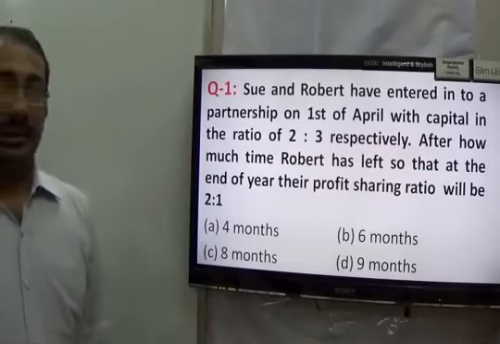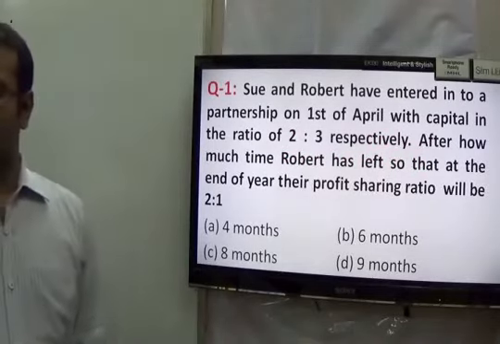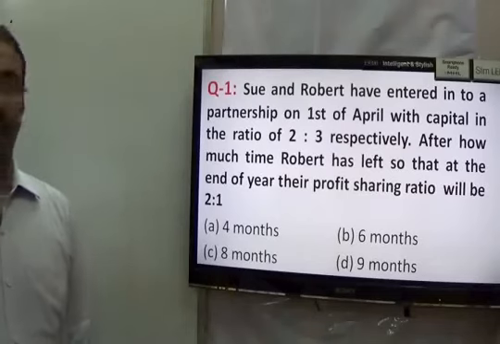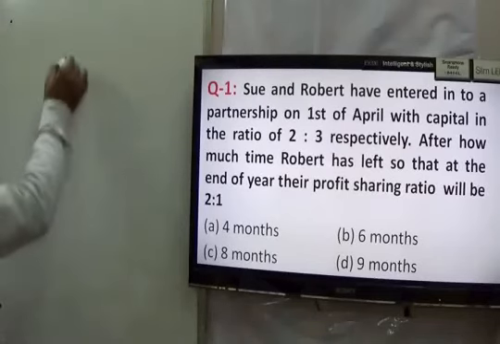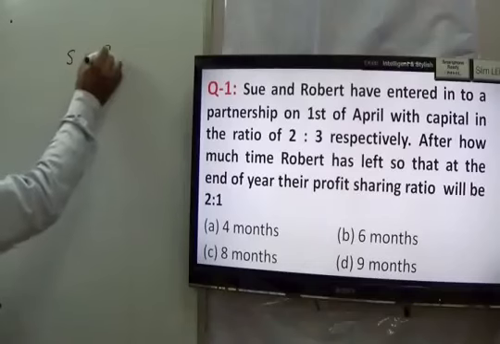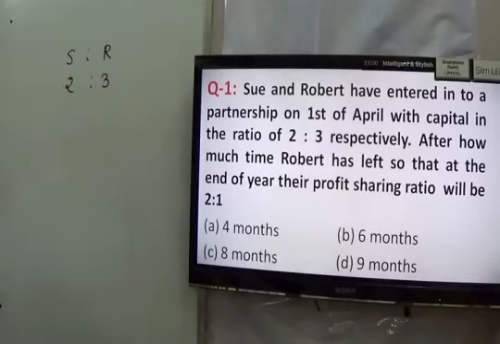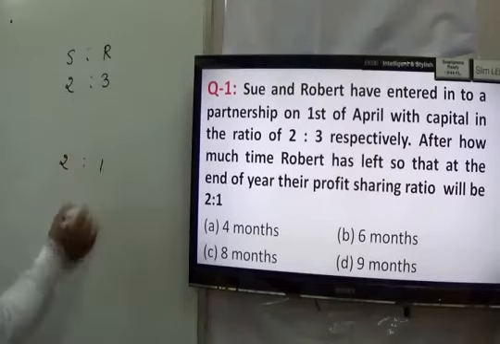The first question is, Shu and Robert have entered into a partnership on 1st of April with capital in the ratio of 2:3. There are two partners, S and R. They started with a capital 2:3. After how much time Robert left, so that at the end of the year their profit sharing ratio is 2:1.